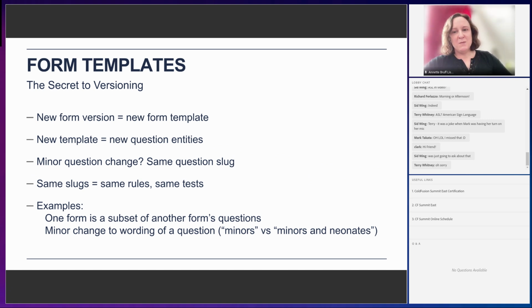So my rule of thumb is if it's a minor question change, I'm just going to use the same question slug. Same rules, same tests, same slugs. But if it's something more substantial, and the rules have changed, then I need to write a new set of rules and create a new slug for that new question so that I can apply the new rules to it.